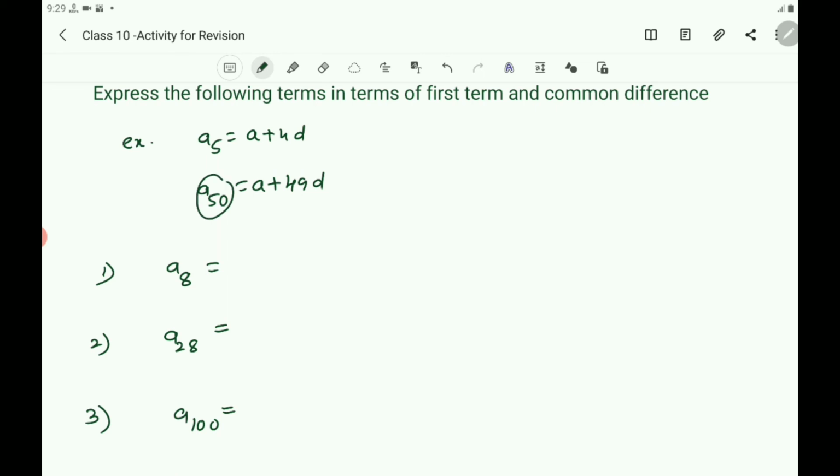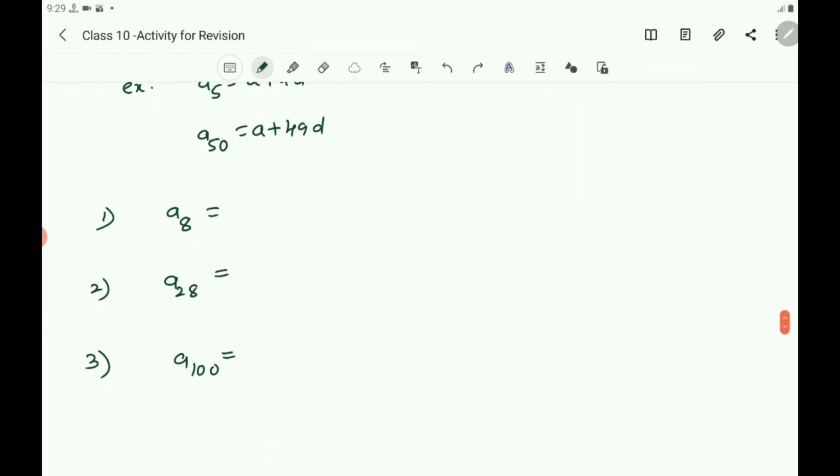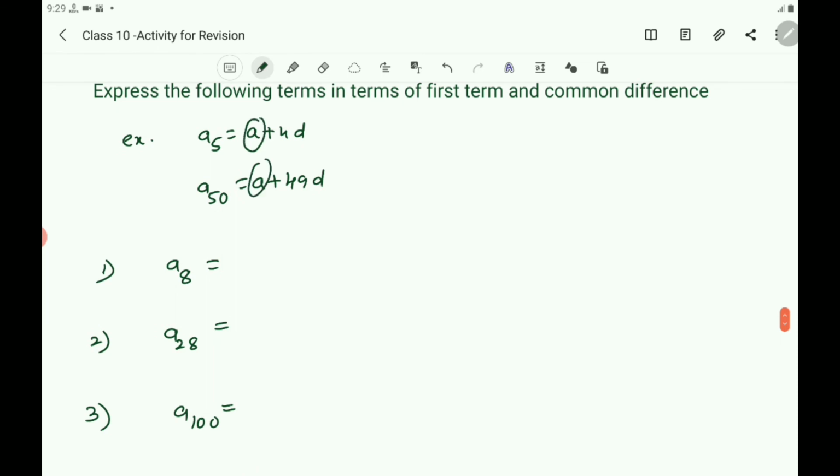And A50 equals A plus 49D. Here also see the relation by observing the common relation in both the cases. You find A8 equals A plus how much D, A28 equals A plus how much D, A100 equals A plus how much D. Here A will be there, but this one you have to think, that is depending upon this value. So here go through this and write the values.